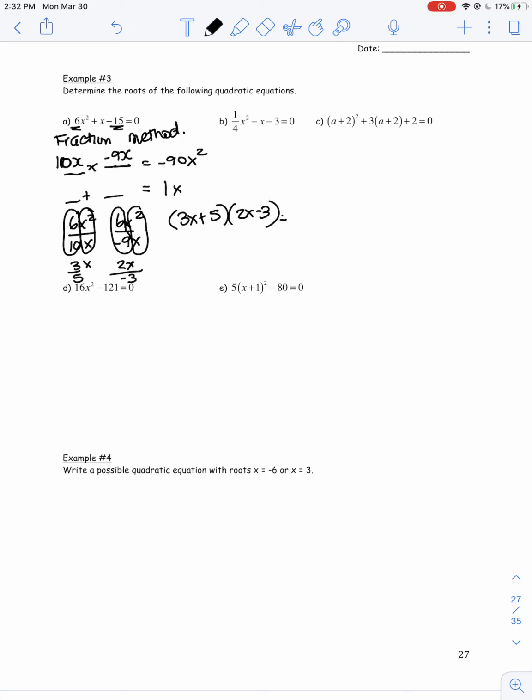So that's your factors. 3x plus 5 is one factor, and 2x minus 3 is your other factor, equaling 0. So when you solve, x equals, you always bring this over to become negative 5, and then you divide by the number in front of x, which is 3. Here you would do the opposite. Instead of subtracting 3, we add 3 to the other side and then divide by the number in front of x, which is 2. Those are your 2 solutions.